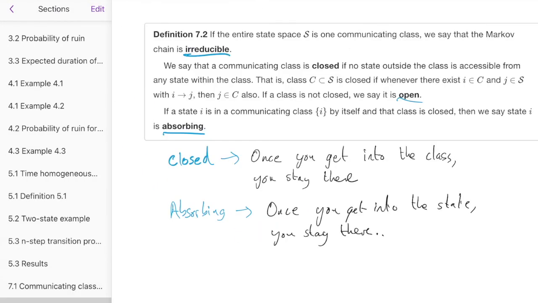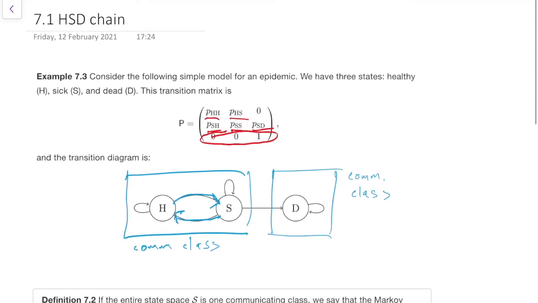Okay, what about a healthy, sick, dead chain? Well, the death class over here, that's closed, because once you're dead, you stay there. And because it's a class with only one member that's closed, that means it's absorbing as well. So the death class is closed, and the death state is absorbing. Whereas this healthy, sick class over here, we can leave it, right? We can leave it by taking this edge and dying, so that this is an open class. Again, because we have more than one class here, this is not irreducible.